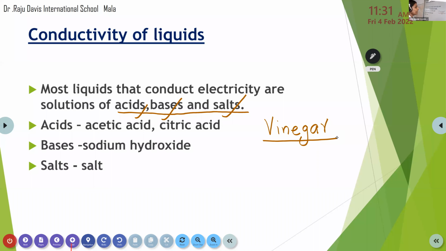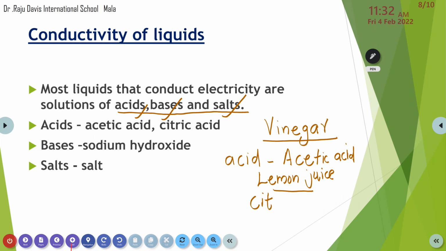Acid. Which acid do you know? Which acid is present in this vinegar? Ma'am, is it citric acid? No, it is acetic acid. Okay, citric acid is actually present in which liquid? Lemon. Very good. So when we take lemon juice, it contains which acid? Citric acid. Acetic acid is present in vinegar.